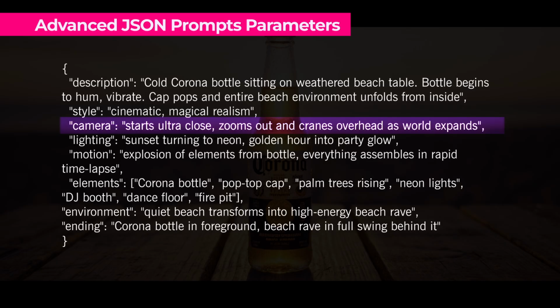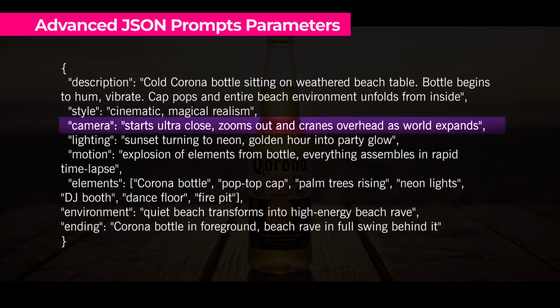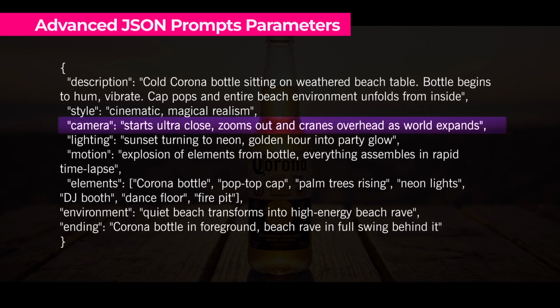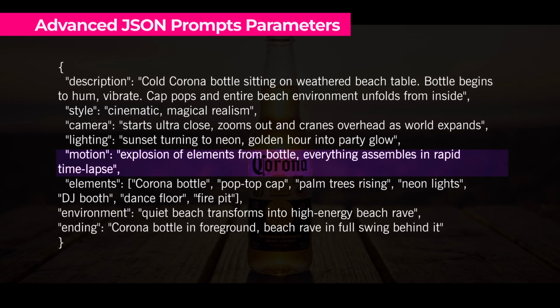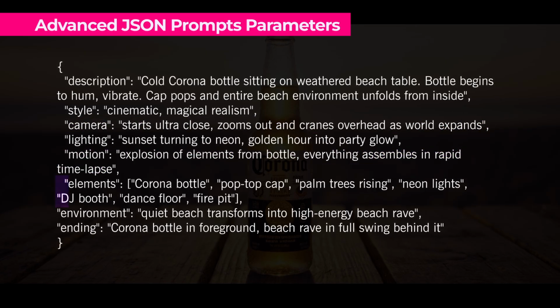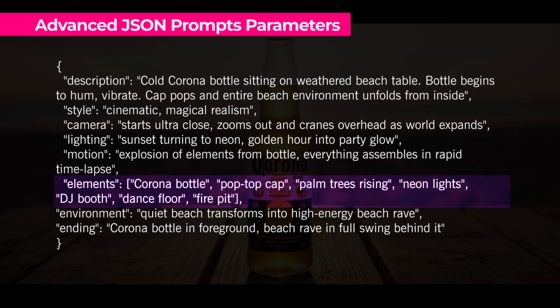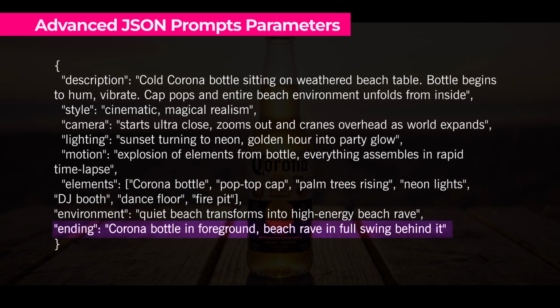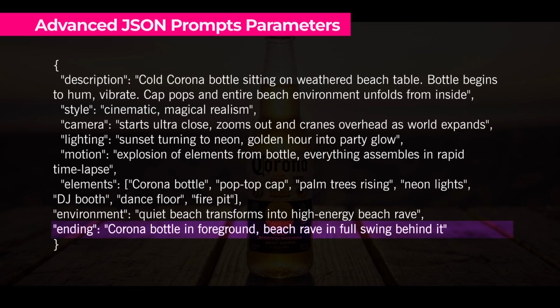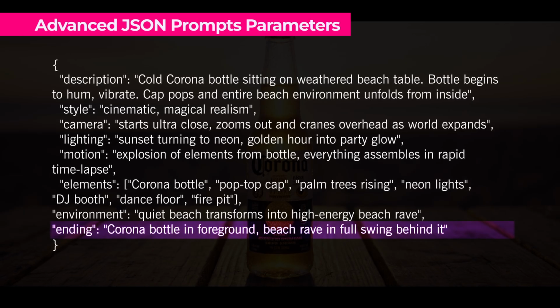We also have camera. Here we can say what type of movement, for example, wide push in, orbital shots, or dolly forward. We have motion, how objects move in the scene. Elements is the group of specific objects in the scene. Environment is the general setting or environment. And finally, we have ending, the end of our scene, which is super important for determining how to end the shot.